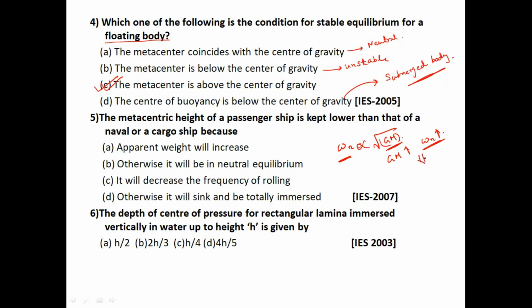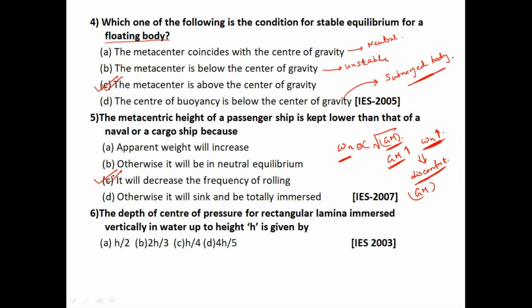So if you go for a high GM, your natural frequency will also be high. That is what gives discomfort to the passenger. So for the sake of comfort, we keep GM at some optimum value. Don't go beyond this optimum value. So the passenger ship is kept at a low GM, because if you keep it low, your frequency of rolling will decrease. So it will not give further discomfort for the passenger. This is how we solve this problem.